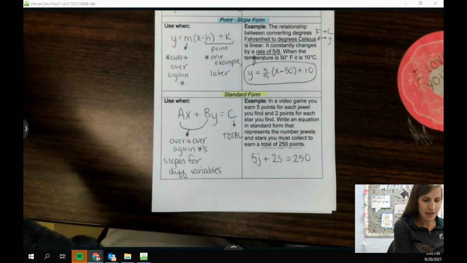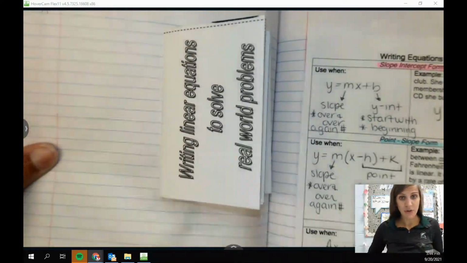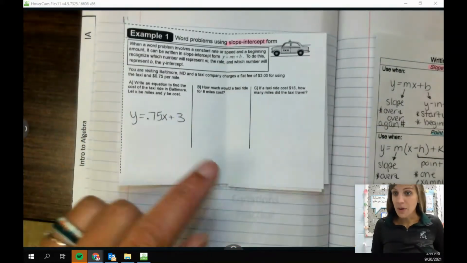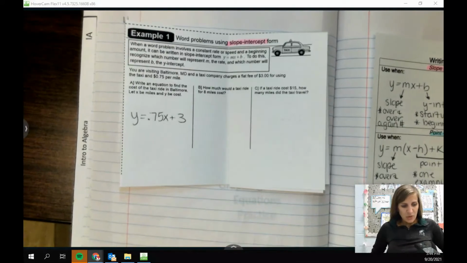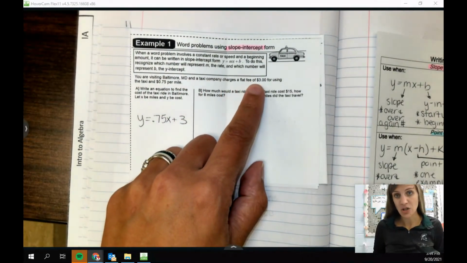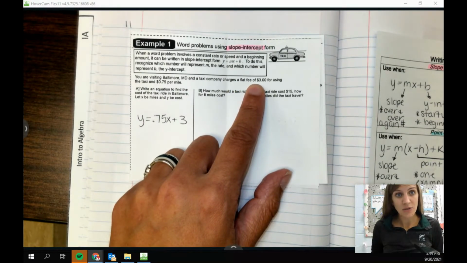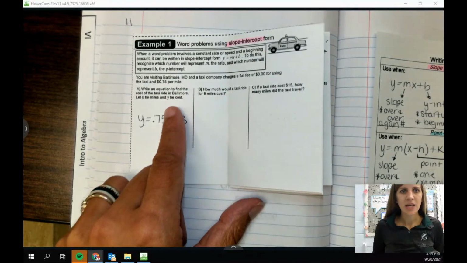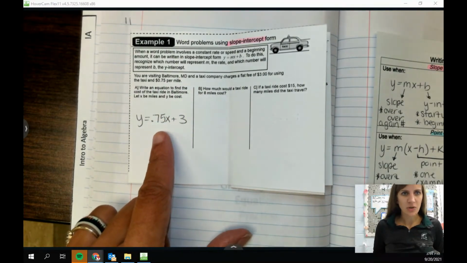Okay, so the other thing that we went through in class that we didn't fully get through, but we can talk about here, are the examples in our beautiful book. Now, in both hours today, we did get to this first one here. So you're visiting Baltimore and you have a taxi company that is charging a flat rate of $3 for using the taxi and 75 cents per mile. Write an equation to find the total cost.